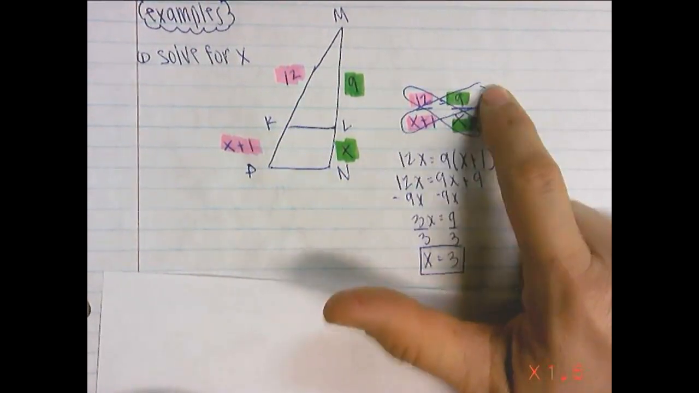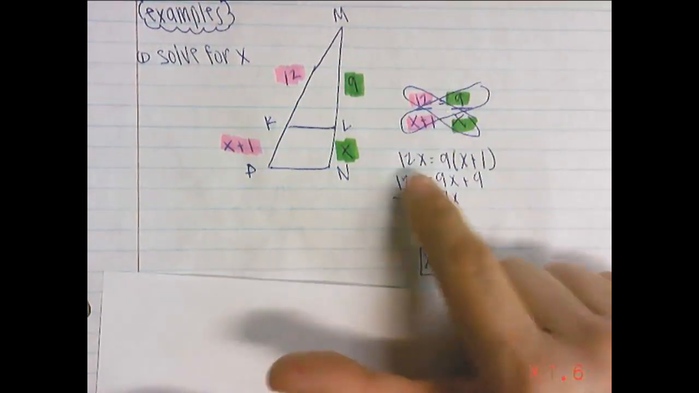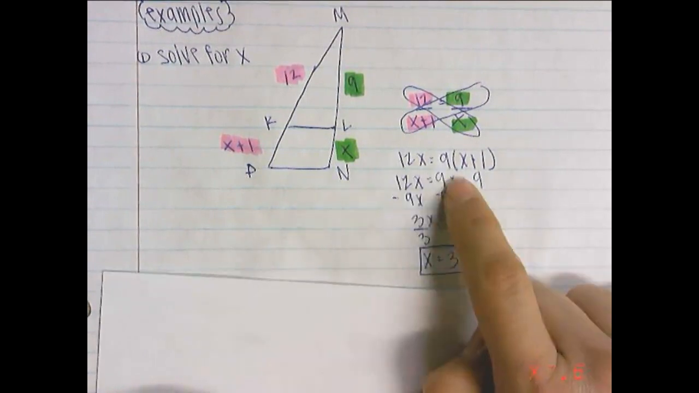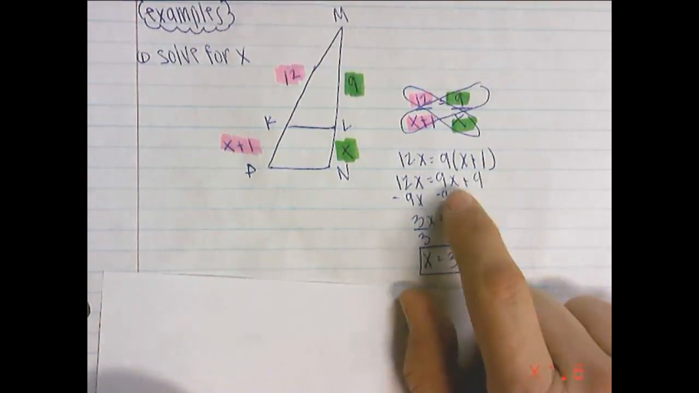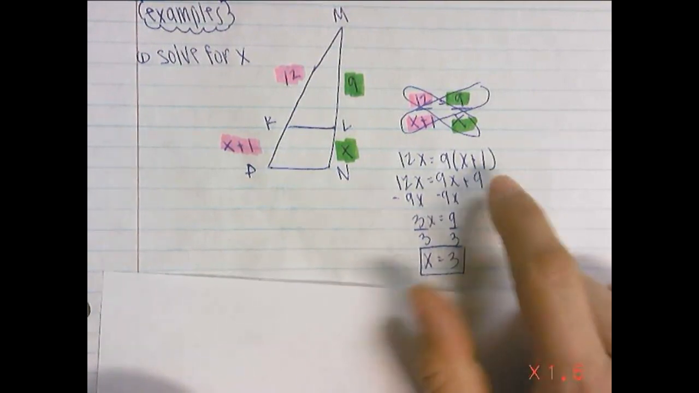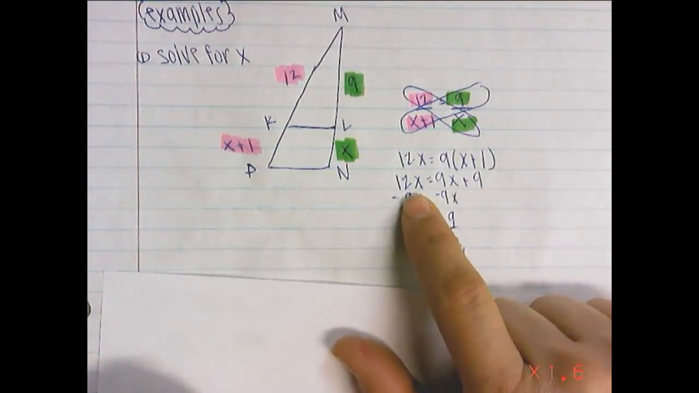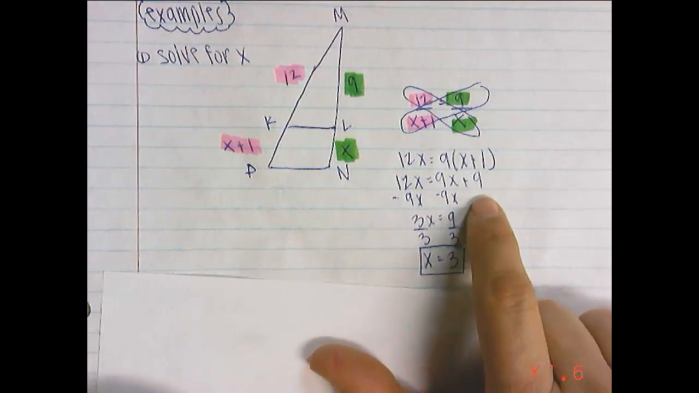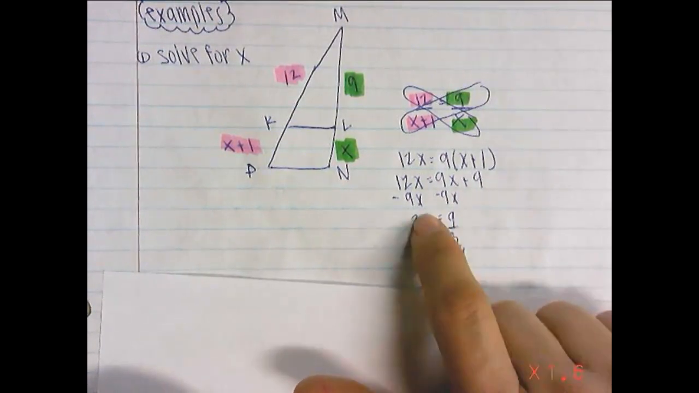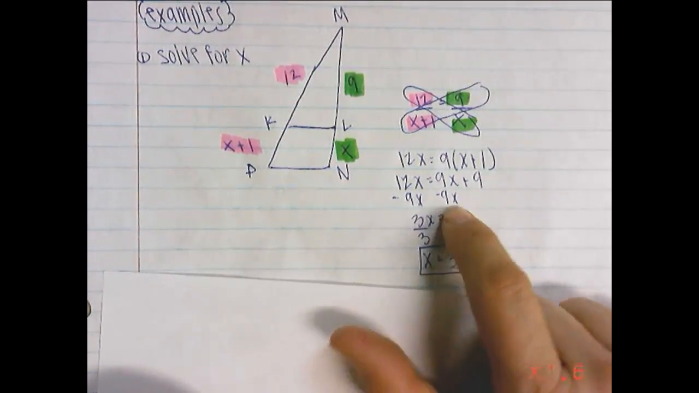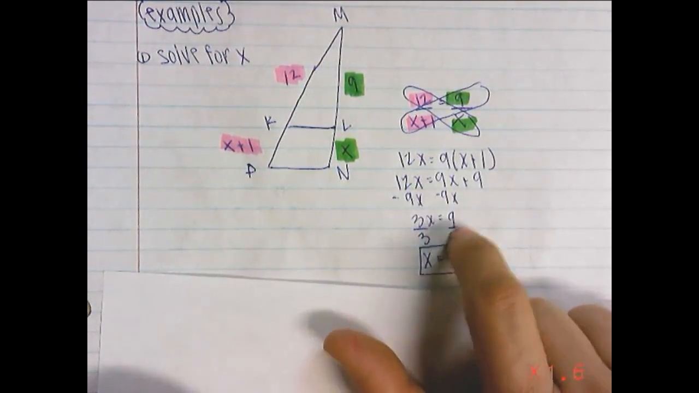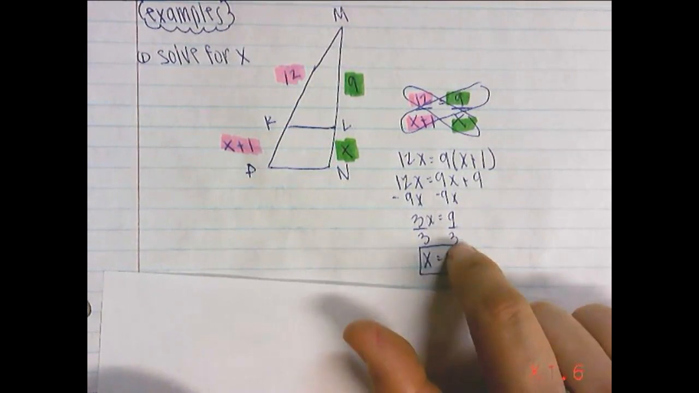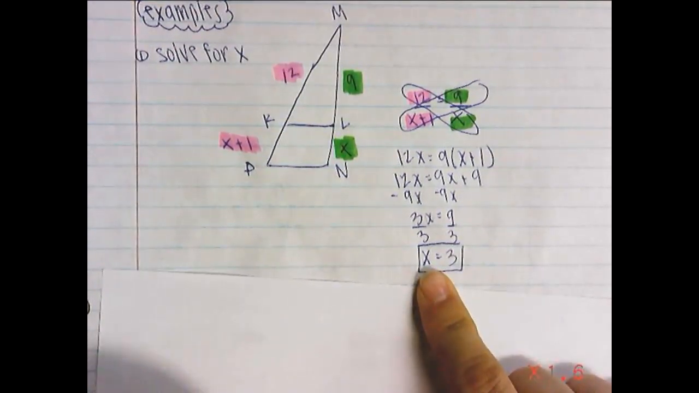I'm going to cross multiply, so 12 times x, 12x, and 9 parentheses x plus 1. Don't forget to distribute to both numbers, not only the x, but the 1 as well. So we end up with 12x equals 9x plus 9. I want to get my x over on the other side, so subtract 9x and subtract 9x. I end up with 3x equals 9. Divide by 3, x equals 3.